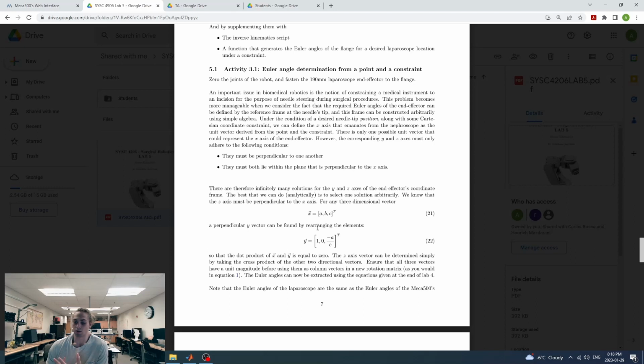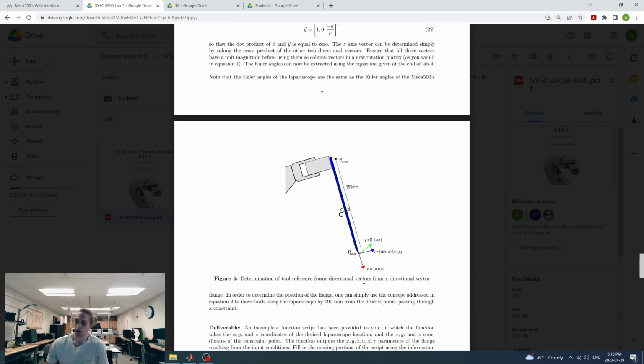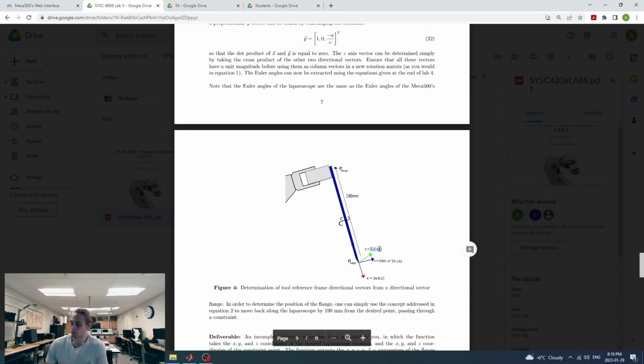And obviously this has infinitely many solutions because the other two axes can be perpendicular in sort of any rotation about that axis. So what we're going to do is create the y-axis to have a 0 dot product with the x-axis by just using elements 1, 0, and negative a over c. So this is what that one will look like.